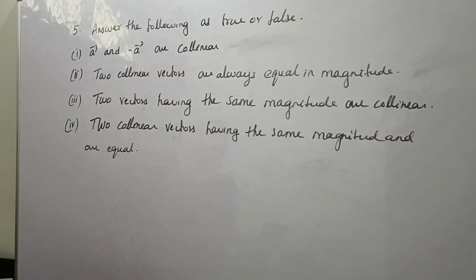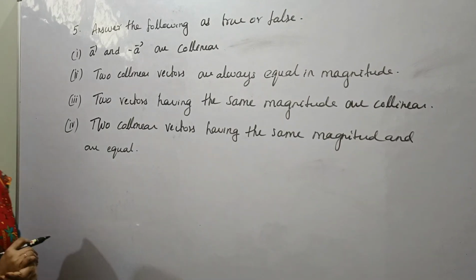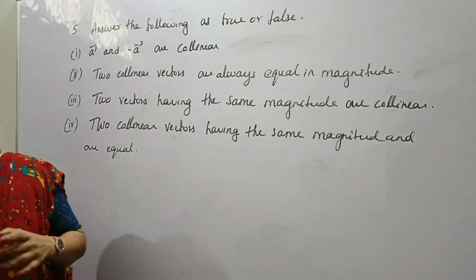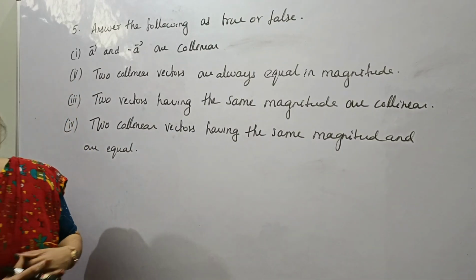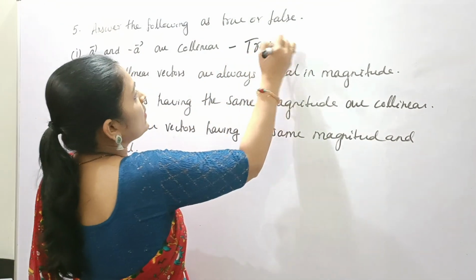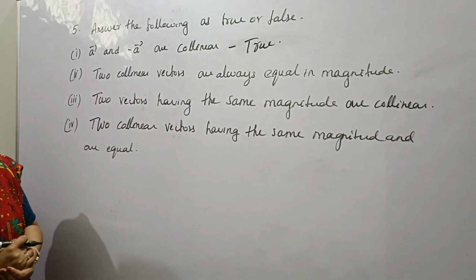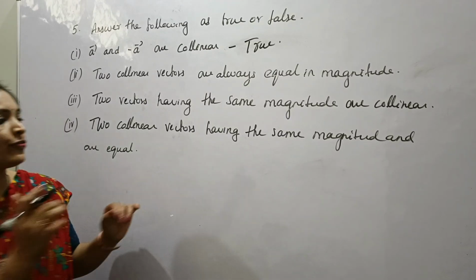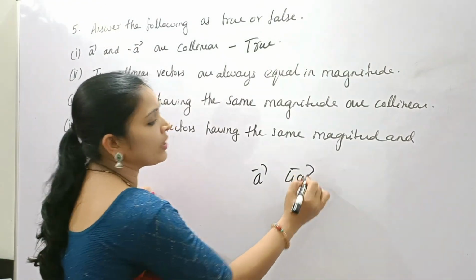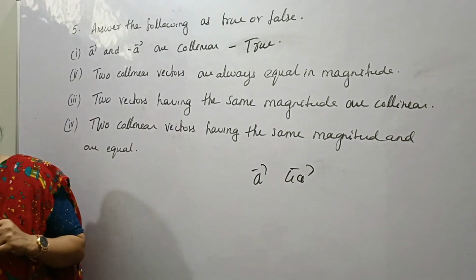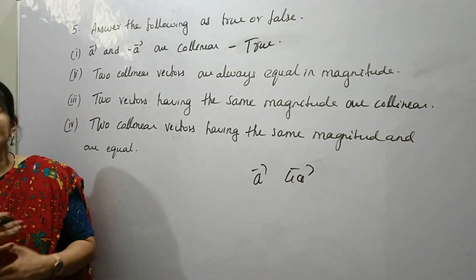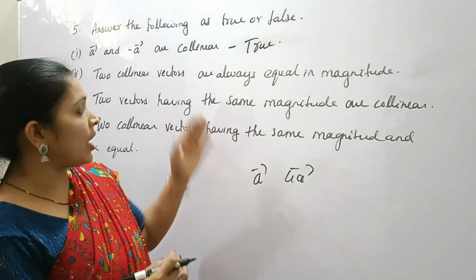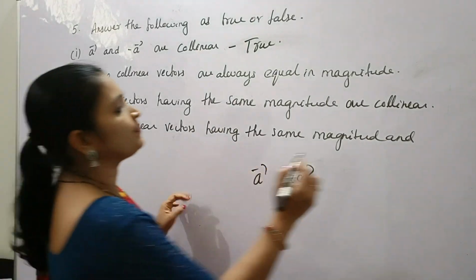Answer the following as true or false. Vector A and minus vector A are collinear. We know that vector A and minus vector A are parallel to the same line. Therefore, this is true. Two collinear vectors are always equal in magnitude. That is false, because, for example, vector A and vector 4A are parallel to the same line, but their magnitudes are different. Therefore, this is false.